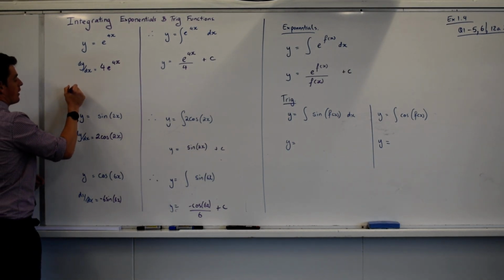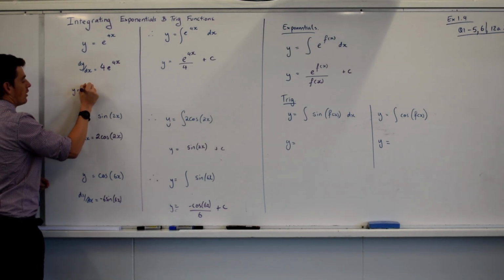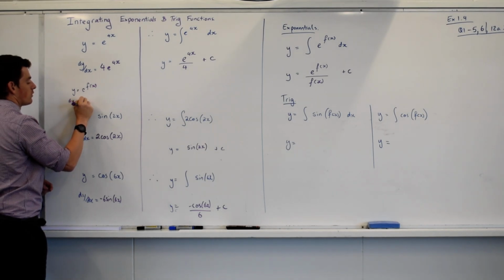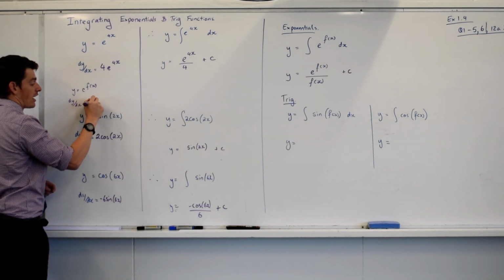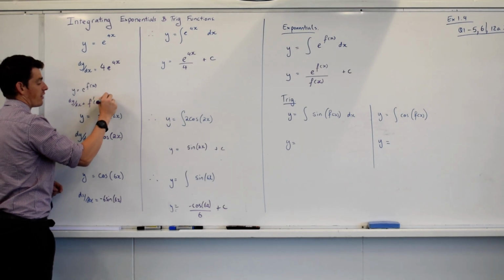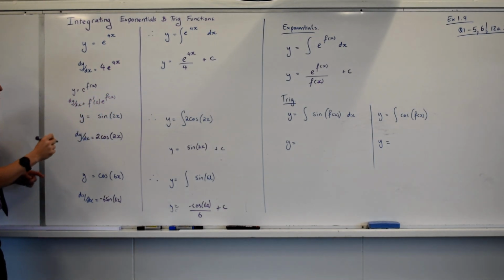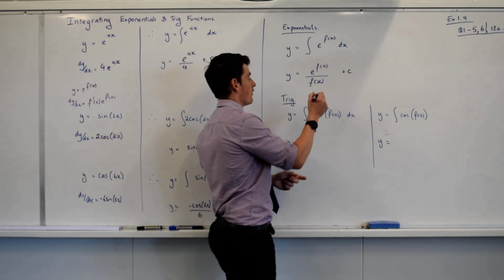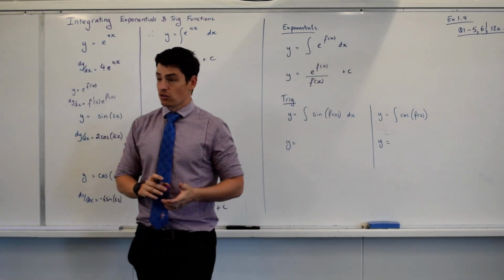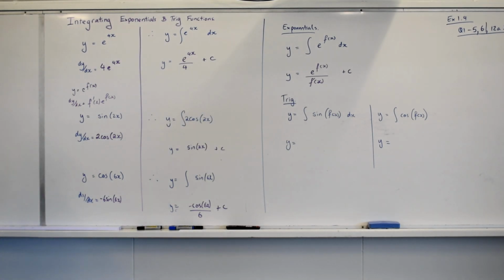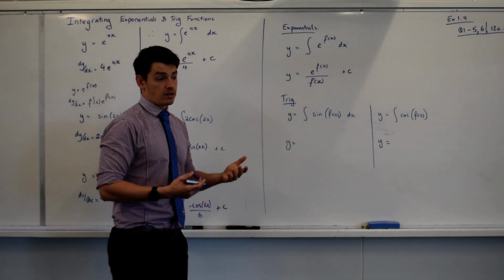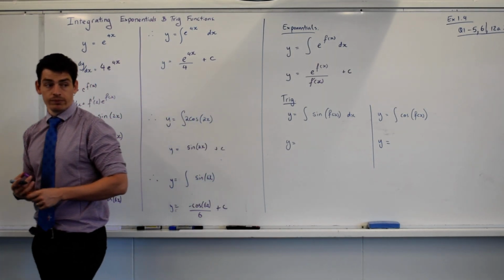Yeah, so if I had y equals e to the power of f(x), dy/dx becomes what? f'(x) e to the power of f(x), correct? So what do we think we need to do to undo that? We should be dividing by f'(x). Does that make sense? Divide by the derivative of the power. So if the power was x squared, we divide by 2x. Cool?